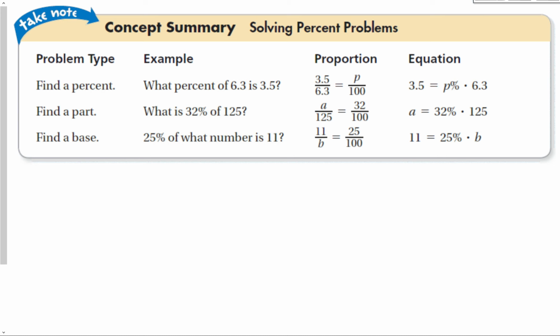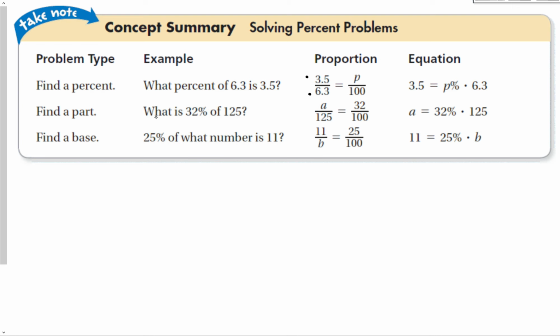Okay? So, quick summary. To find a percent, what percent of 6.3 is 3.5? If the percent proportion is is over of equals the percent over 100, or 3.5 is equal to some percent times 6.3. And remember, this will spit you out a decimal answer, so change it to percent.